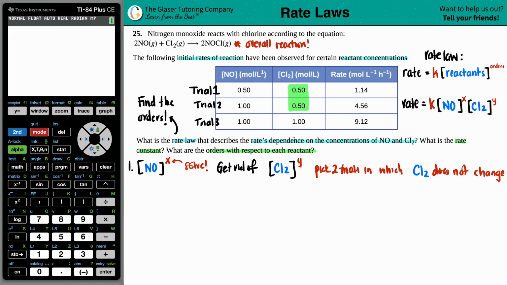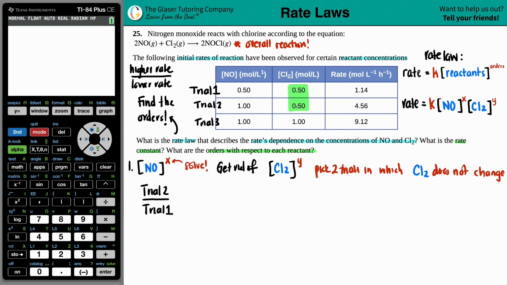So now we're just going to make a ratio. Basically, we're going to put one rate law over the other rate law. Now, to make it easy for yourself, always pick the higher rate and divide it by the lower rate. This is just going to help you out in the end when we're starting to do the actual math. So since we have to pick trial 1 and 2, I look at my rate values to see which one is higher and which one is lower. Trial 2 has a higher rate than trial 1, so I'm going to put trial 2 over trial 1.